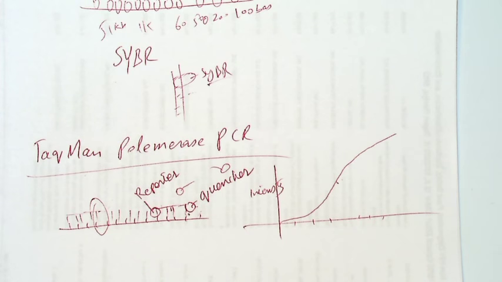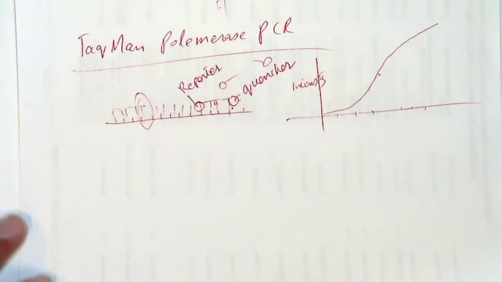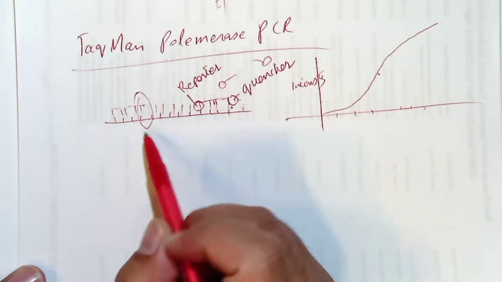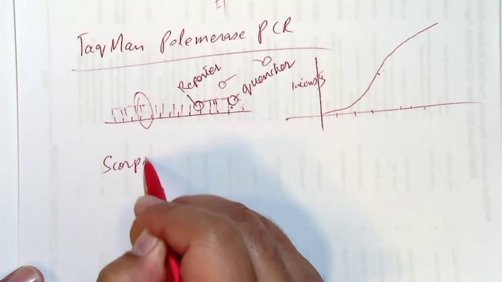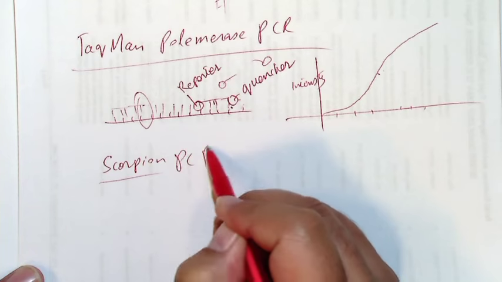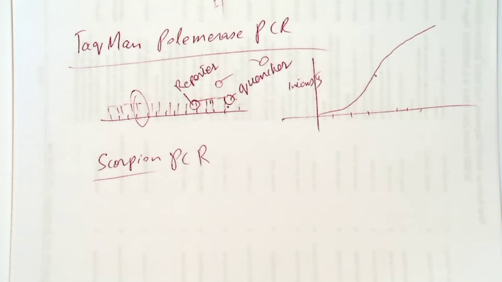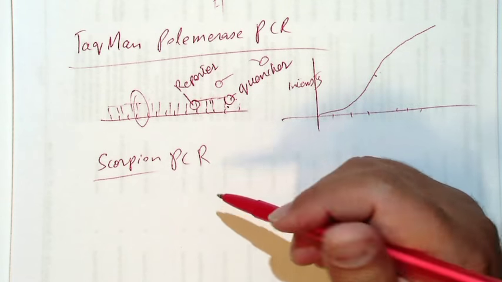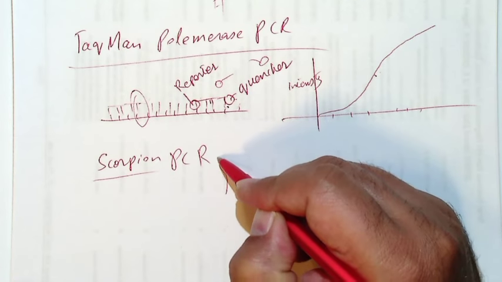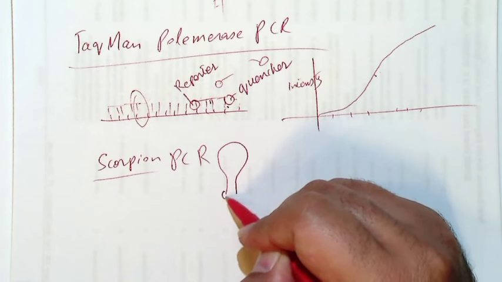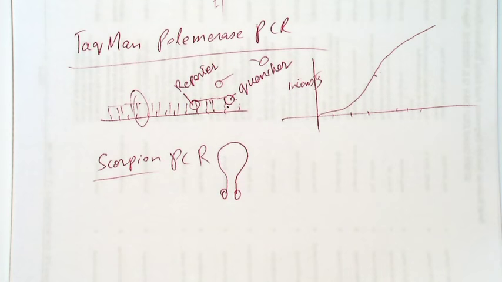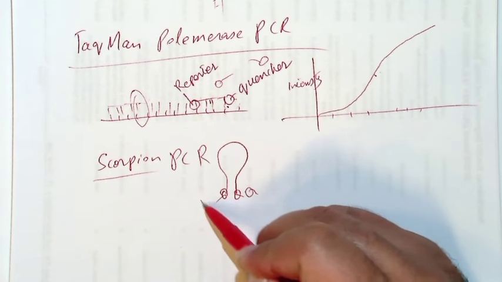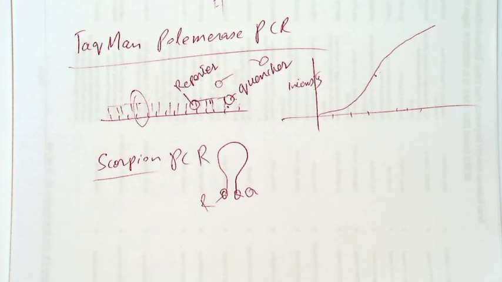And there is another PCR which is very similar to TaqMan, but they use a slightly different type of reporter and quencher format. It's called Scorpion PCR. It works very similarly, but the only difference in this case is that in Scorpion PCR they use DNA in a hairpin loop format. Where this is a quencher and this is a reporter, they are very close to one another, and they don't give you fluorescence.